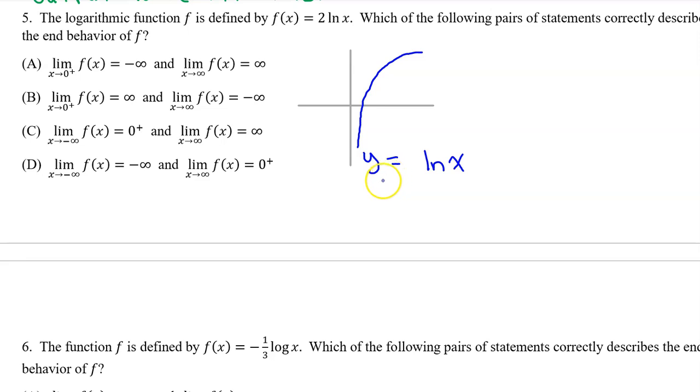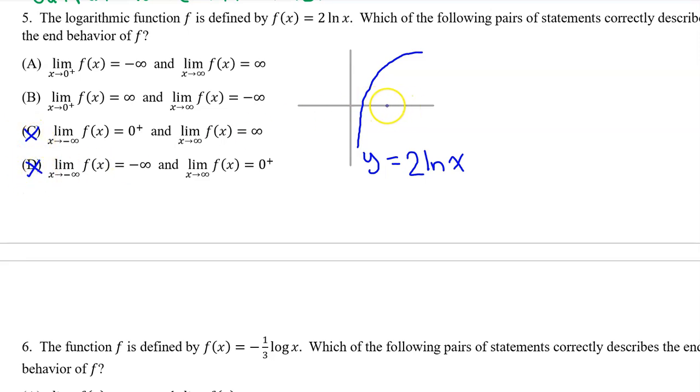We have memorized that the parent function y equals natural log x looks like this. A vertical dilation by a factor of 2 will not change the look of this graph. So what's the end behavior? On the left, x is approaching 0 from the right. So we've narrowed it down to either a or b.